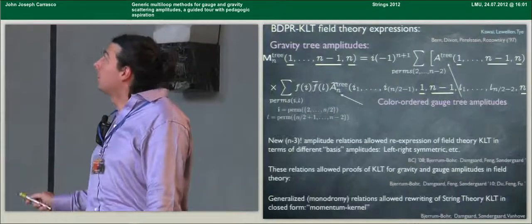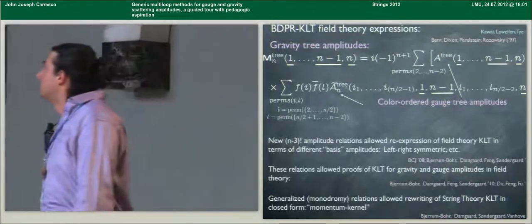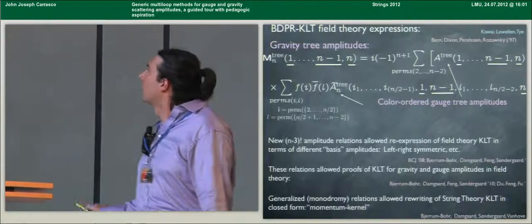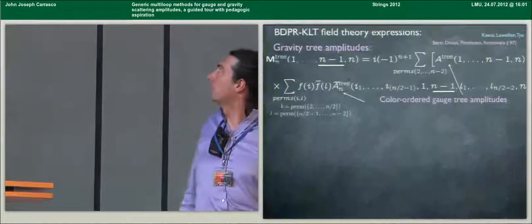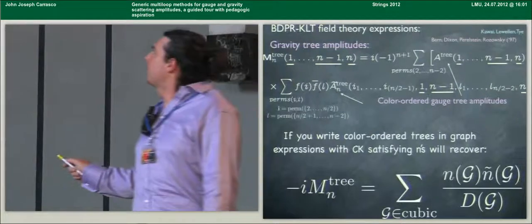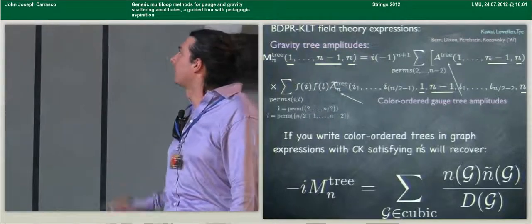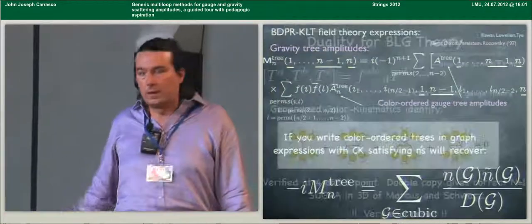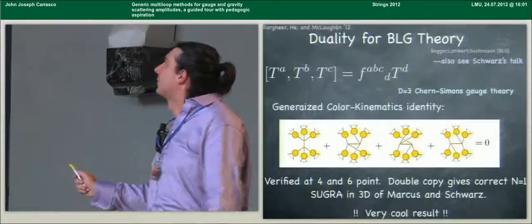These relations allowed proofs of KLT for gravity and gauge amplitudes in field theory by these guys, and generalized monogamy relations, a string theory generalization of these, allowed a rewriting of string theory KLT into closed form, with their momentum kernel. If you take all of these different representations and write the color-ordered trees in graph expressions with color-kinematics satisfying numerators, you do recover this double copy. And it turns out this double copy is exactly what generalizes to loops. But before I get to loops, this is just really cool.